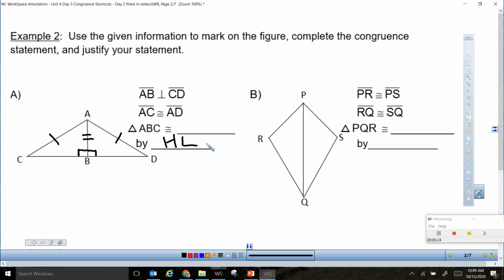Now I have to finish this congruent statement. So I need to say the triangle ABC is congruent to triangle ABD. Has to be in that order. So triangle ABD.